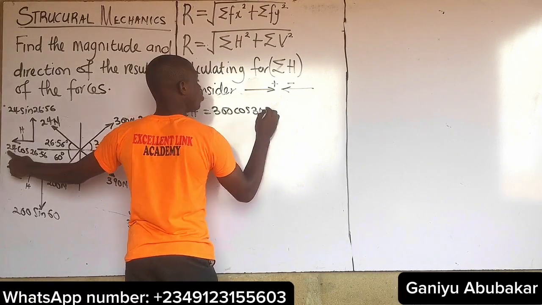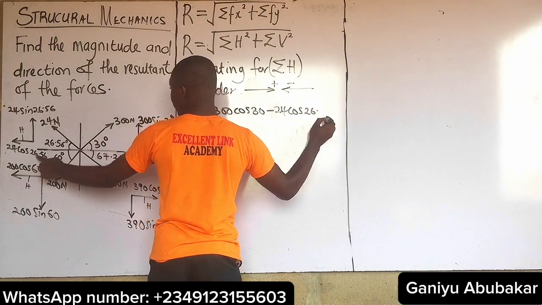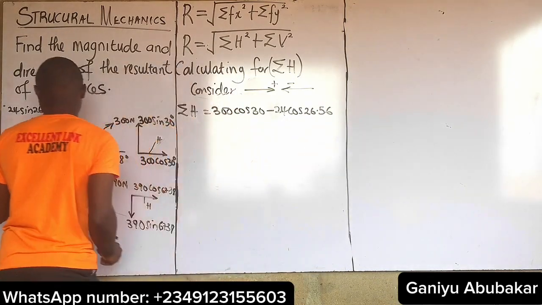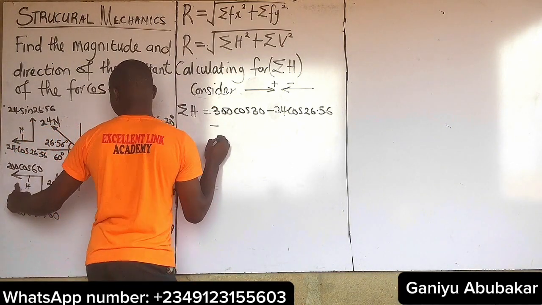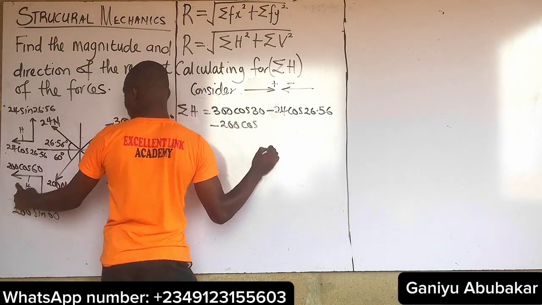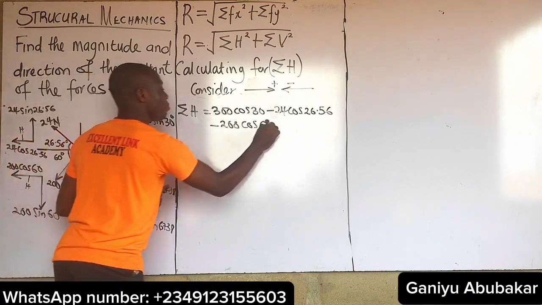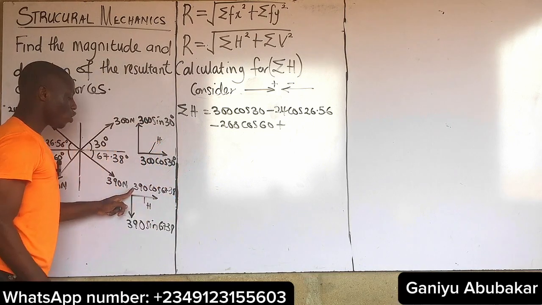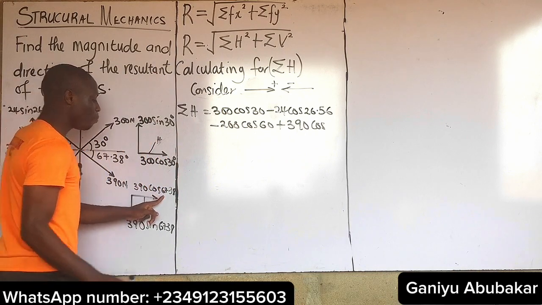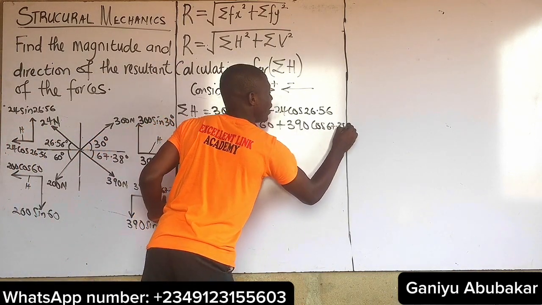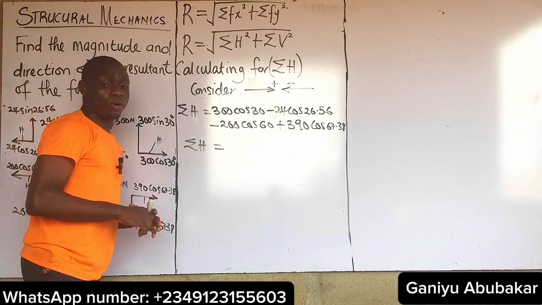224 cos 26.56. I'm done with this. First one, second one. The third one is this, facing left hand side, that's negative. Negative 200 cos 60. The last one is facing right hand side, that's positive. That becomes plus 390 cos 67.38. Let's get a value for summation H by using our calculator.